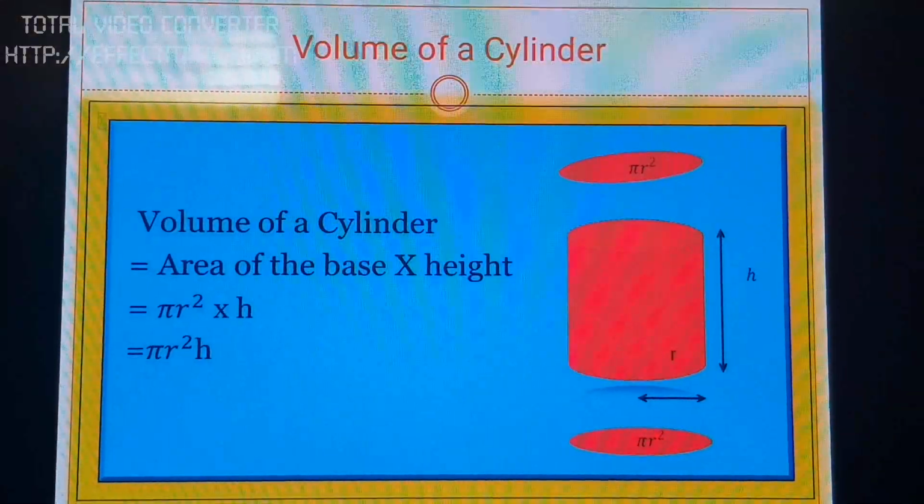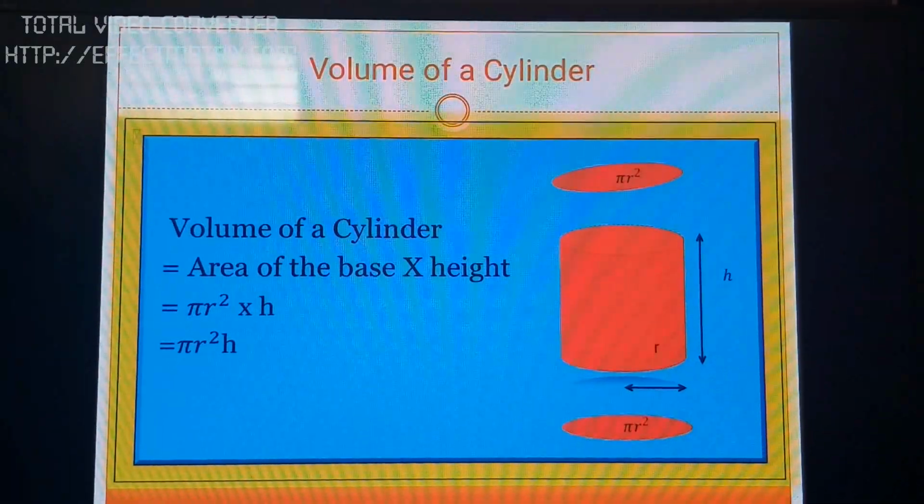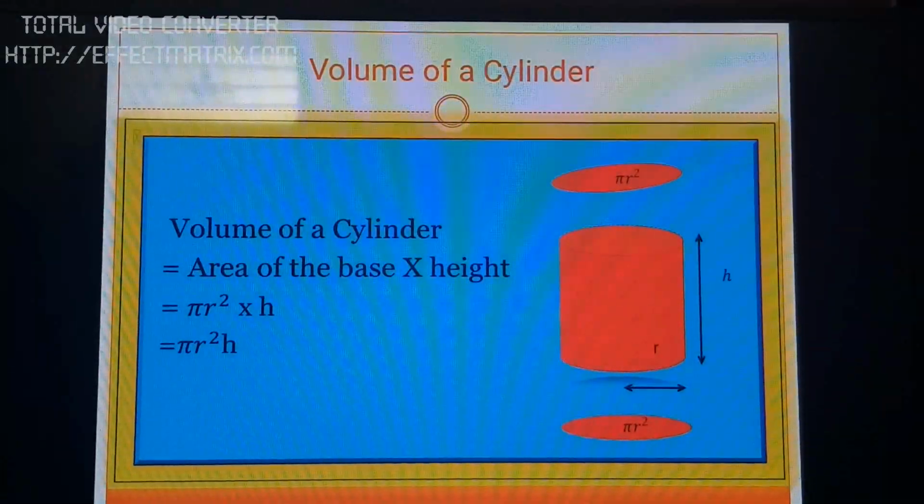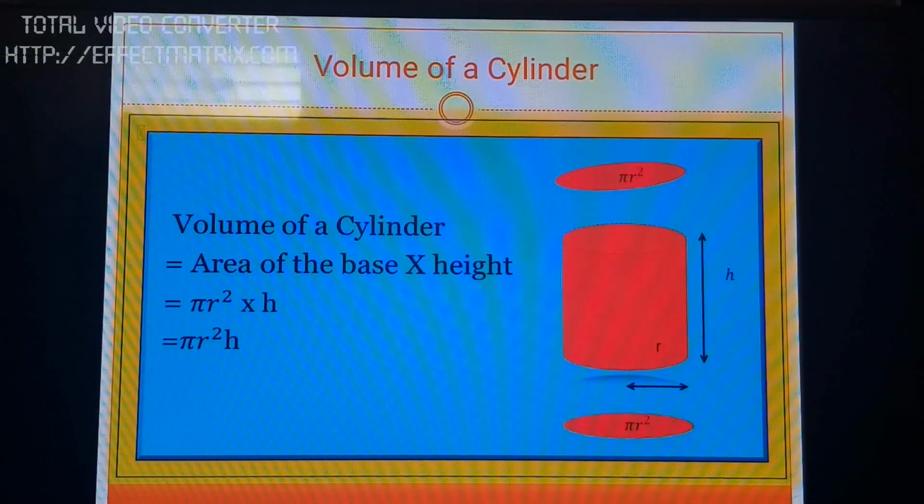And now the volume of the cylinder. The volume of the cylinder follows the same pattern: the area of the base into height. The area of the base of a cylinder is pi r square because it is circular, and its height is h, so its volume is equal to pi r square h.